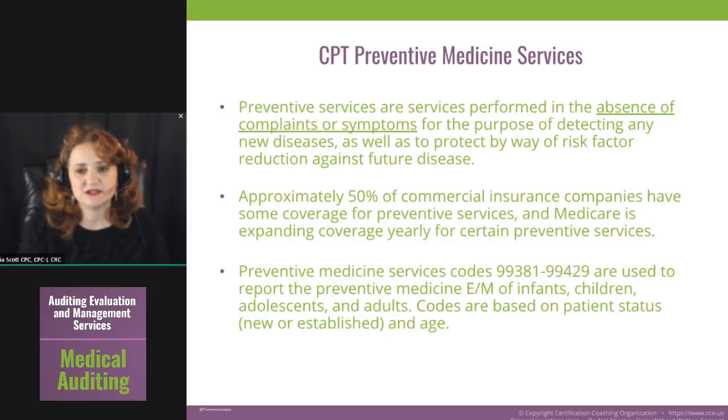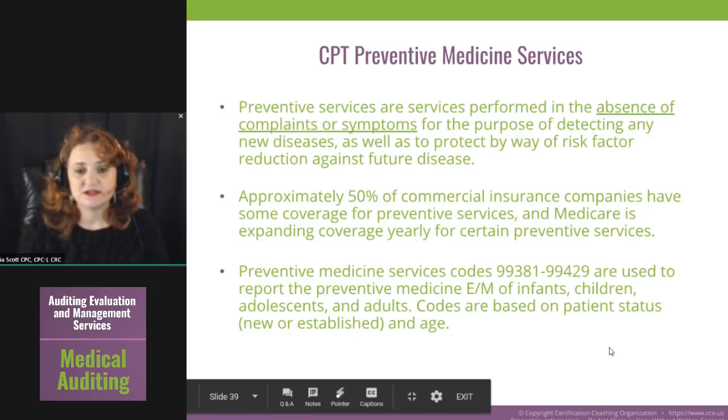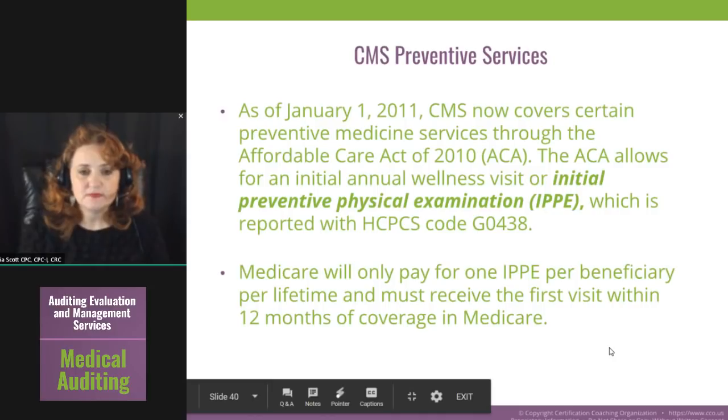So preventative medicine services are going to be coded at 99381 through 99429, and they can be used for infants, children, adolescents, and adults, and they're based on if it's a new or established patient and the patient's age, because preventative medicine for a child is going to be different than preventative medicine for an adult.